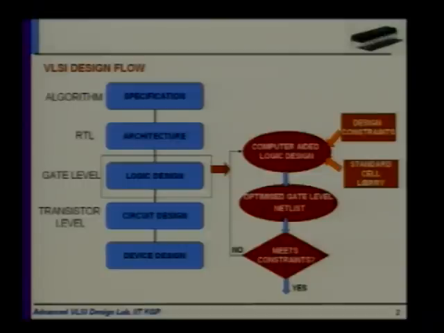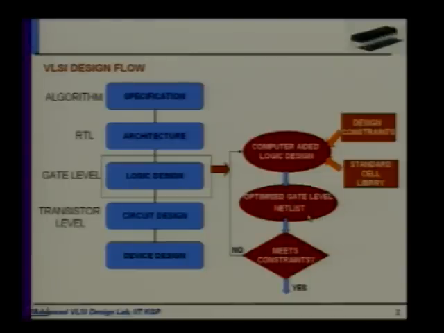Now what is a tool? Tool is something like computer aided logic design. With the help of computer, we design our architecture. Now the inputs for this design are your constraints and the cell library. We will talk about this in detail, what a constraint is and what cell library means. Now at this level, the computer aided logic design generates the optimized gate level netlist.